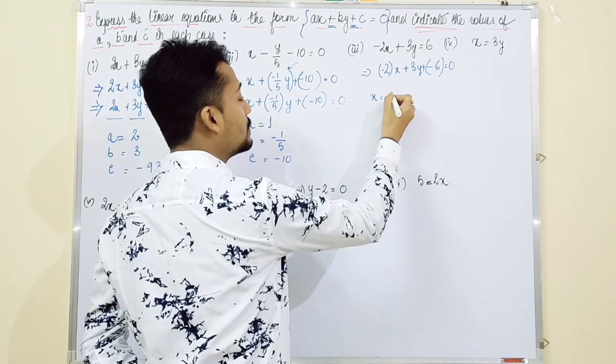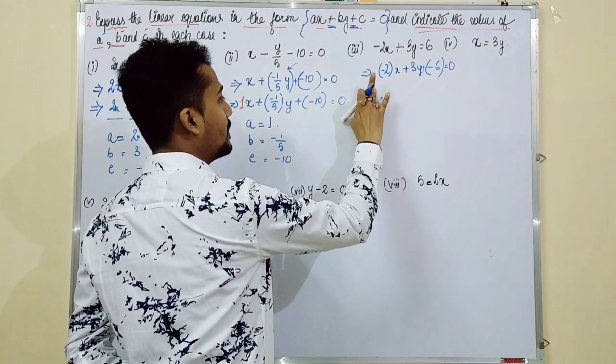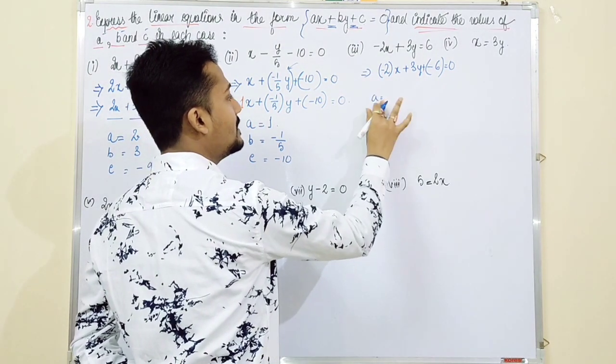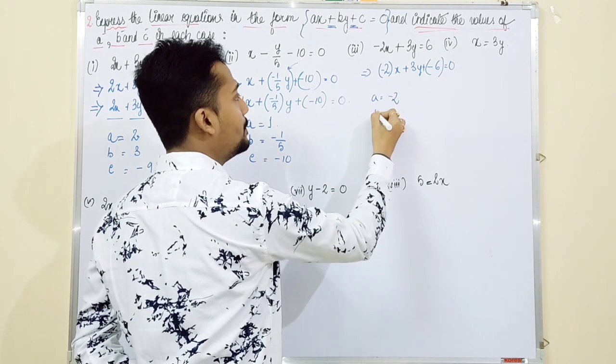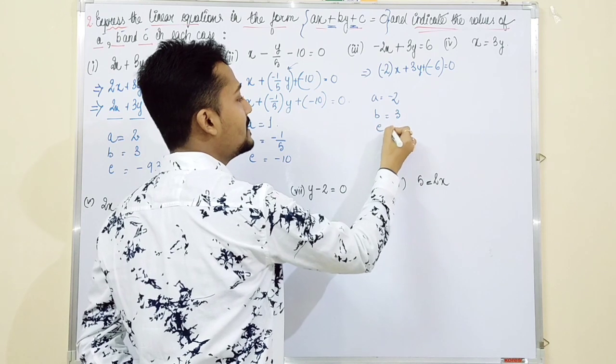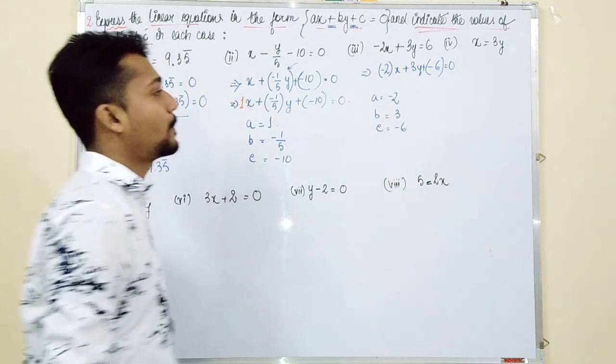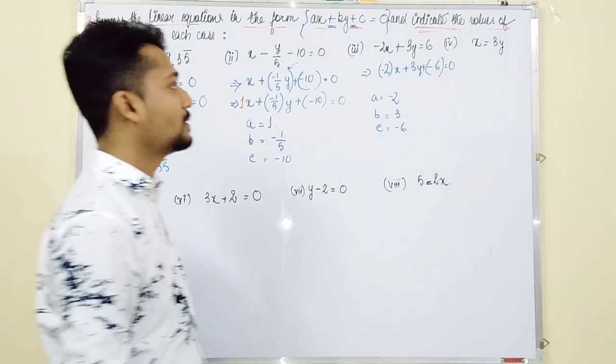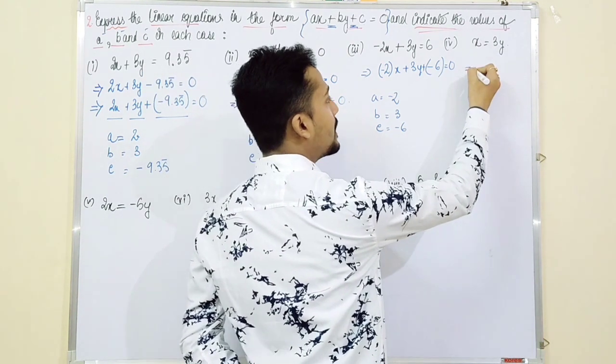X is equal to, sorry, A is equal to minus 2, B is equal to how much? B is equal to 3 and C is equal to minus 6, isn't it? Next particular question, let us see. It will become how much?